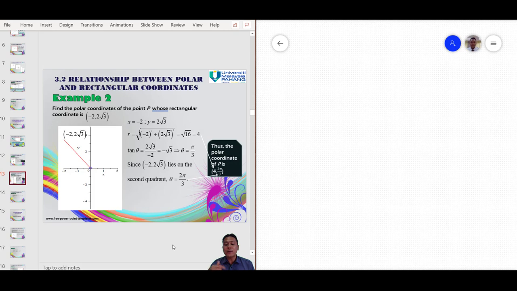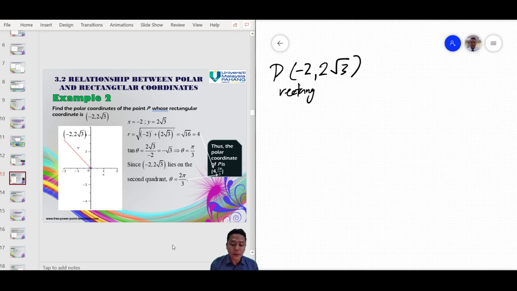Okay, let's go back to the case where we want to convert the rectangular coordinate into polar. Right now x, y is negative 2, 2 square root 3. This is in rectangular form again, and we want to convert it into polar.